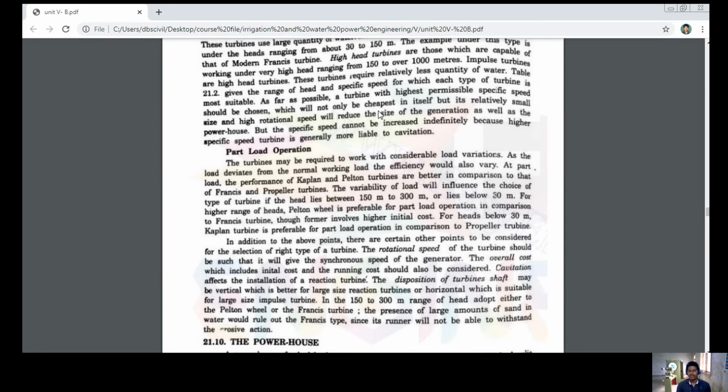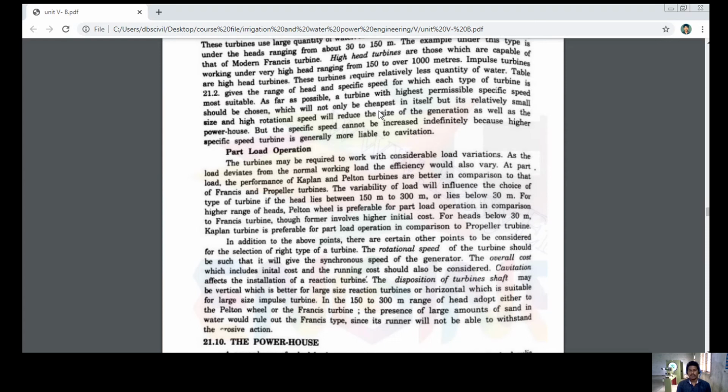The variability of load will influence the choice of type of turbine if the head lies between 150 meter to 300 meter, or if it lies below 30 meter. For the higher range of heads, the Pelton wheel is preferable for part load operation in comparison to the Francis turbine, though the former involves higher initial cost. For heads below 30 meter, the Kaplan turbine is preferable for part load operation in comparison to the propeller turbine.